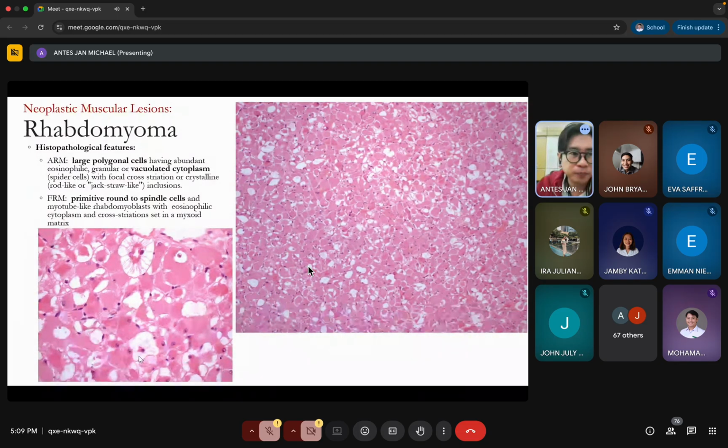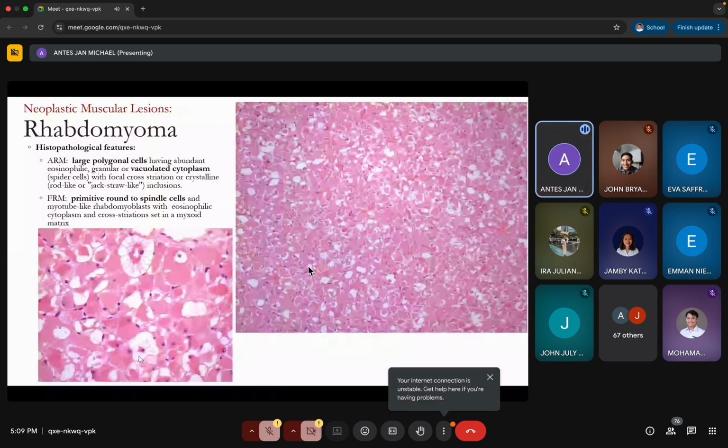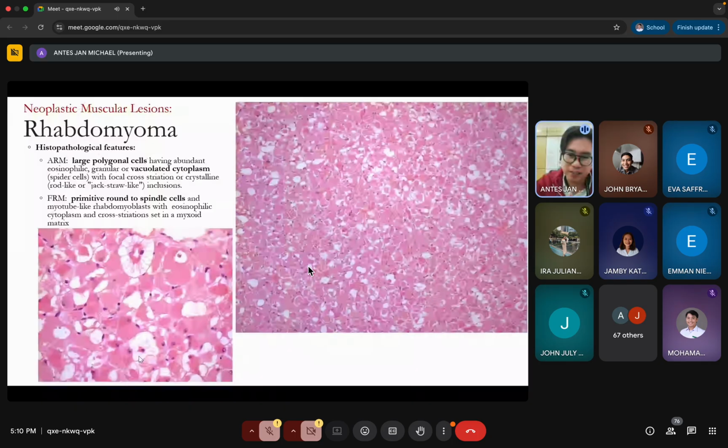Now, FRM, on the other hand, since it's a fetal type, you will see that the cells are not differentiated. They are more young. They would appear like rhabdomyoblasts, the primitive cells of the skeletal muscles. So they are more round, more spindle shaped, because during the development of the muscle fibers, they would appear first as spindle shaped, and then they would turn out to be more polygonal as it matures. That's why the fetal rhabdomyoma appears more spindle shaped.